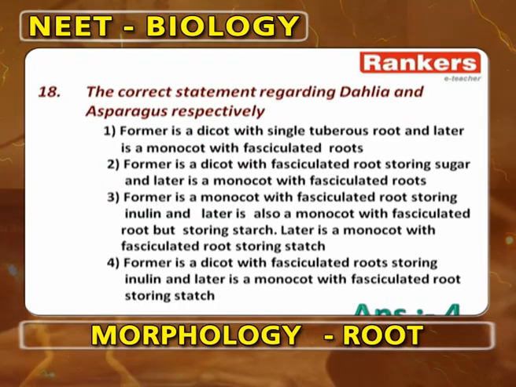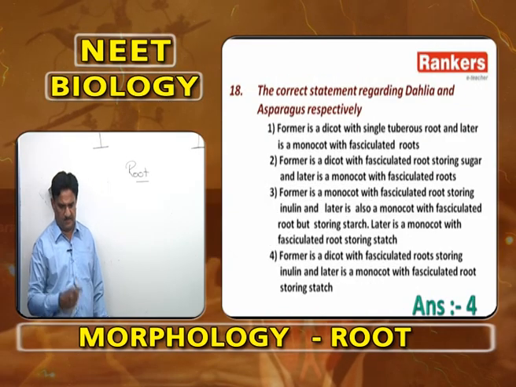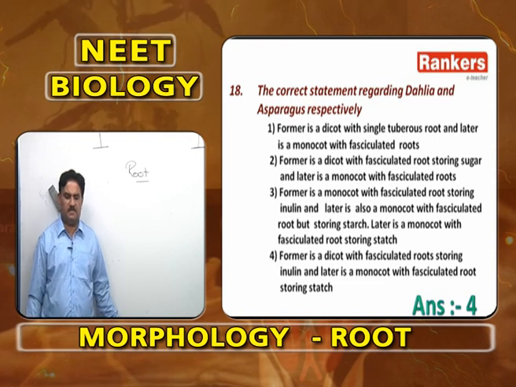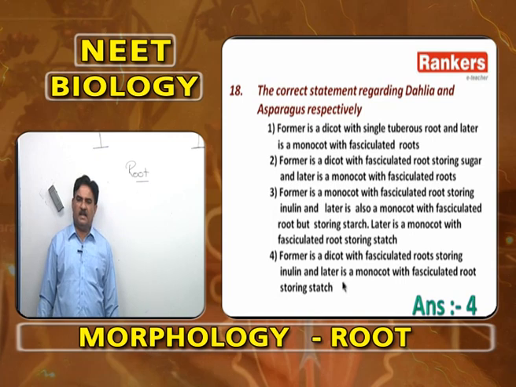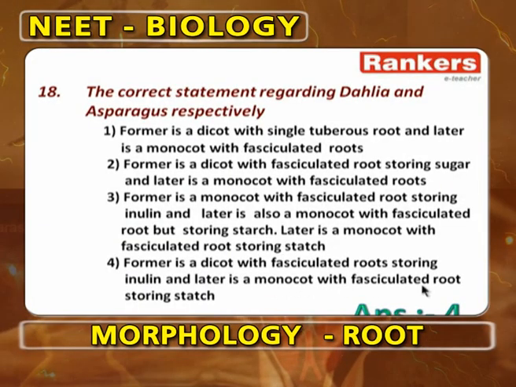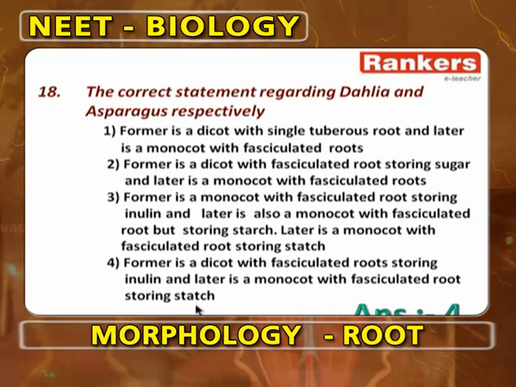Next, the correct statement regarding Dahlia and Asparagus respectively is the fourth one. Former means Dahlia is a dicot with fasciculated root storing inulin. Latter means Asparagus is a monocot with fasciculated root storing starch. That is the correct answer, option 4.